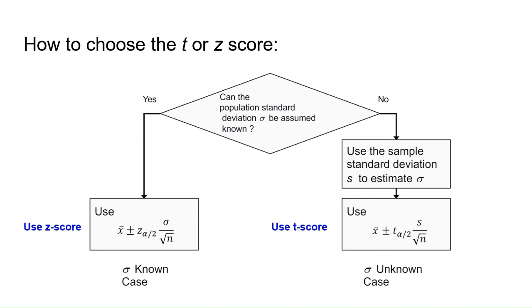If you're uncertain whether to use the t or the z-score, here is a helpful diagram to help you decide. Basically, what it comes down to is this. Can the population standard deviation be measured or known? If it can, use a z-score. If it cannot, use a t-score.